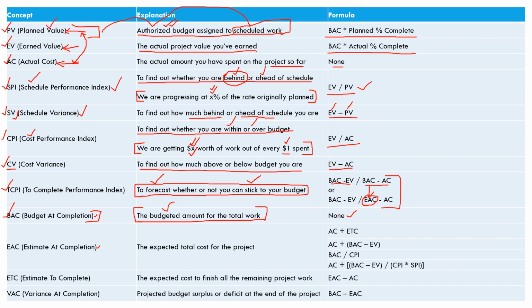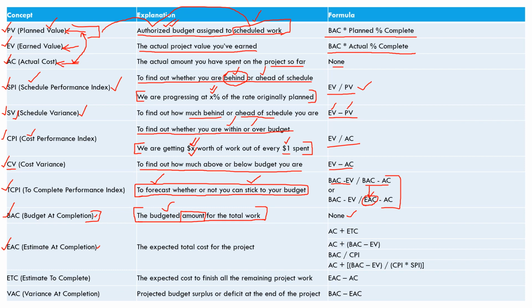PV, you can get values for every scheduled work of the project. There could be several scheduled works for your project. For all of them, you can get planned values separately, while BAC is just one figure, which is the total budgeted amount for the total project work.